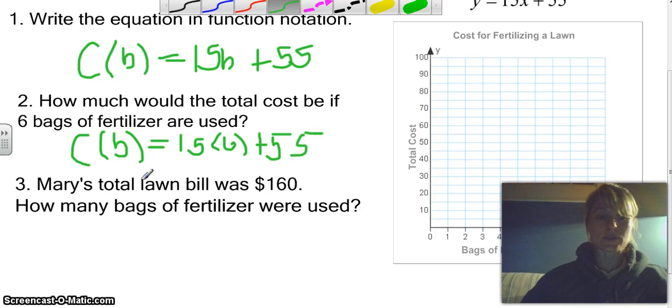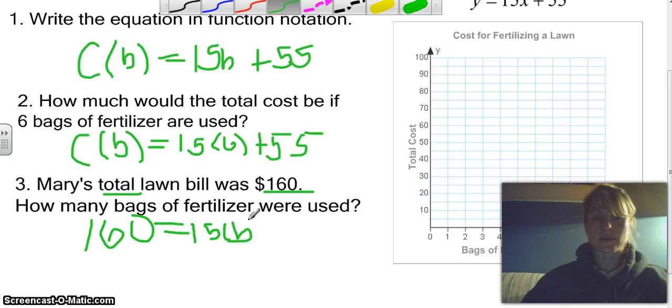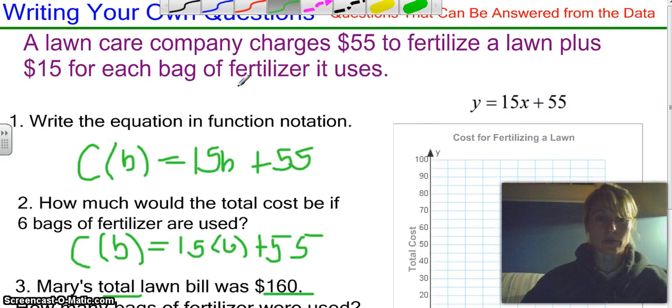Then you can do the converse, where it says the total bill was 160. How many bags of fertilizer were used? Well, now they gave us the total, or the cost. So that's going to go in for my cost here. And then I have to figure out what b is, or the bags. And we did this a little bit in class, where you have to solve for b. Okay. Good enough? So hopefully this will help you tomorrow when we're going over what slope is, what y-intercept is. We'll have to put equations in functional notation, and then we'll have to plug in for different parts of those equations.